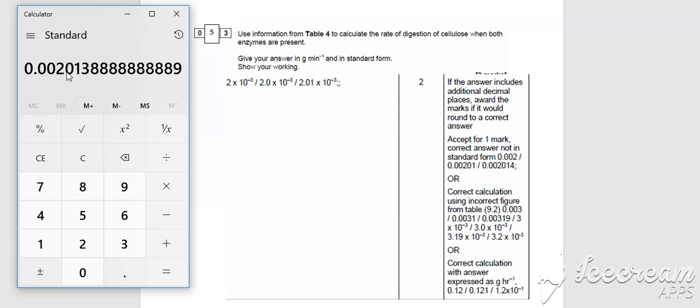They will allow working marks. If you have the correct answer but not in standard form, you can have 1 mark. Or if you have the correct calculation but used incorrect figures from the table, for example using 9.2 instead of doing 15 minus 9.2, you can have 1 mark for your working. Or if you've got the correct calculation but you've expressed your answer as grams per hour, so you didn't multiply the 48 by 60, you can also have 1 mark.